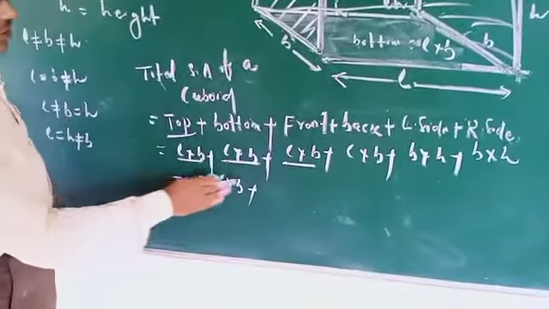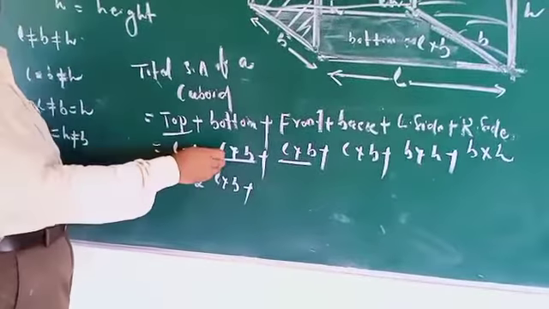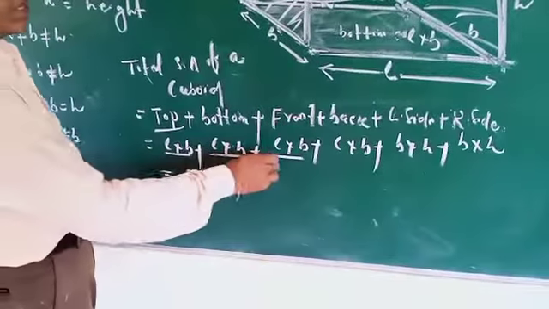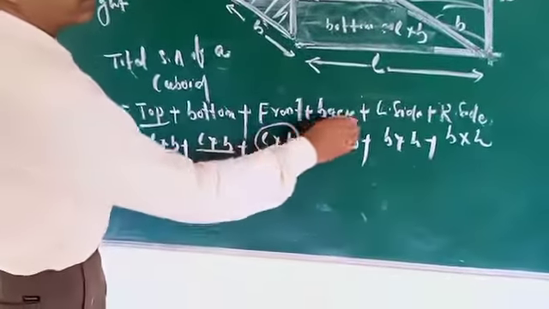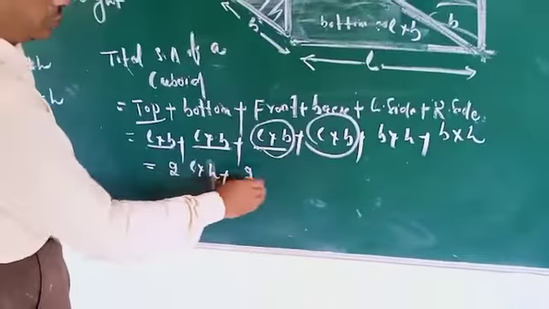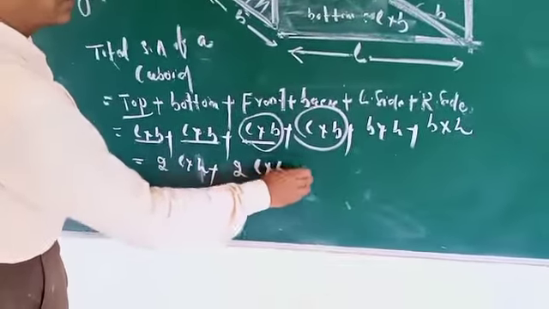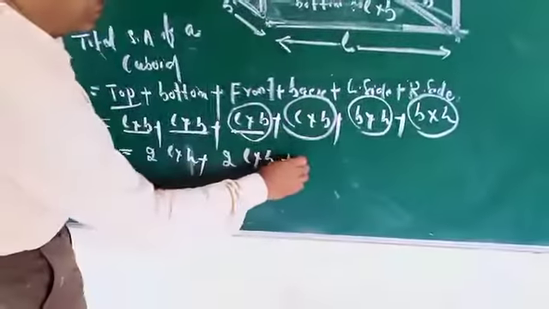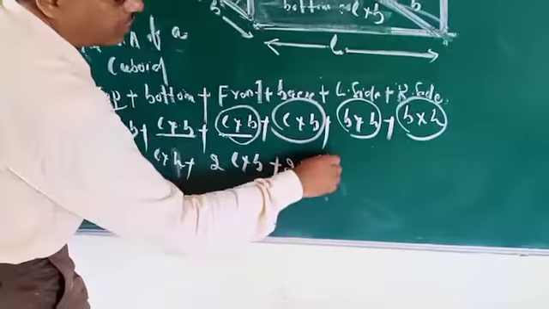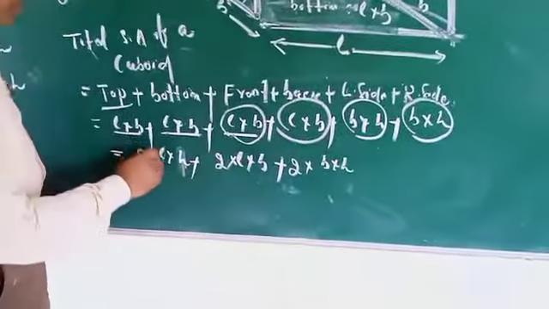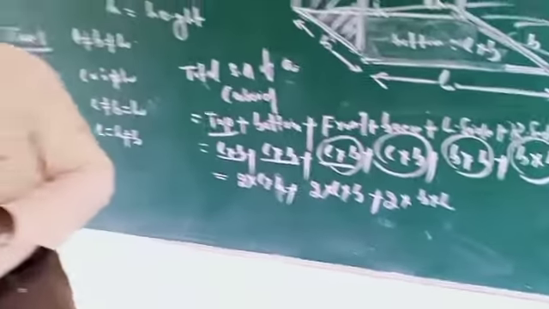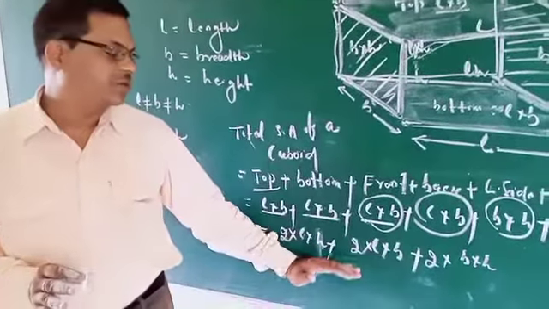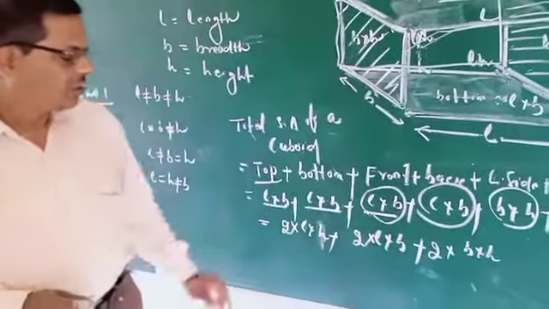So sorry, this is 2 L into H plus L into H, 2 into L into H, plus L into B plus L into B, 2 into L into B, plus B into H plus B into H, 2 into B into H. All of you are understanding up to this? This you have studied in class 8 also.